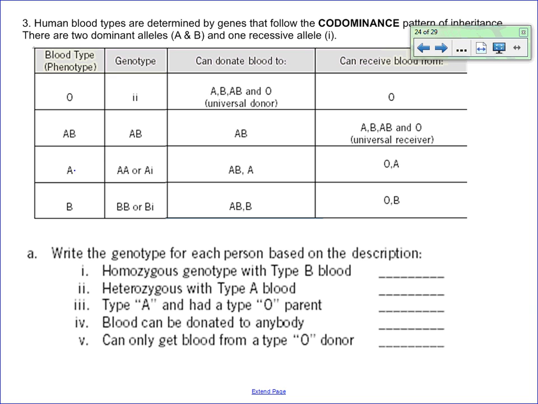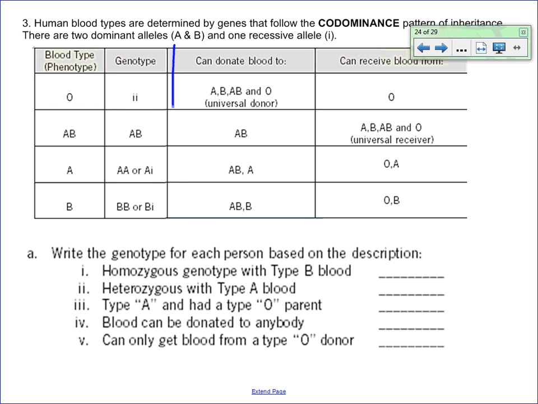Now remember, for type A blood, we learned that there's actually two genotypes that will get us there. Both of your alleles can make A proteins, or even just one of them can make A proteins, as long as the other one's not making anything else. And the same holds true for B. So it gets a little bit trickier here because we have six possible genotypes for four phenotypes.